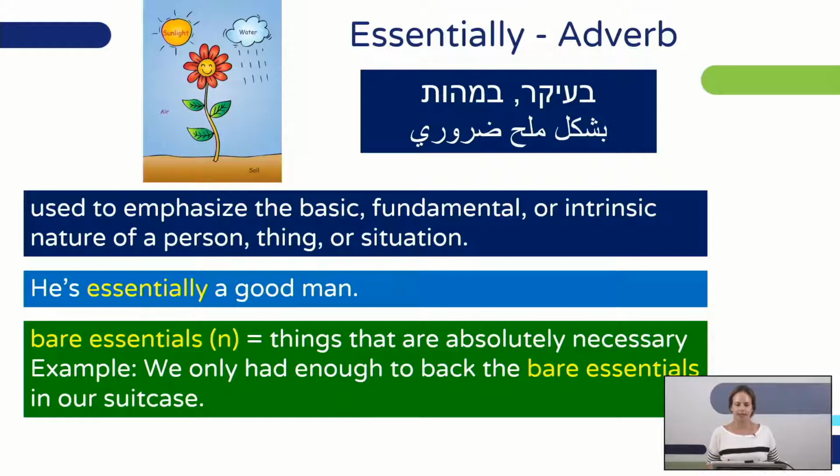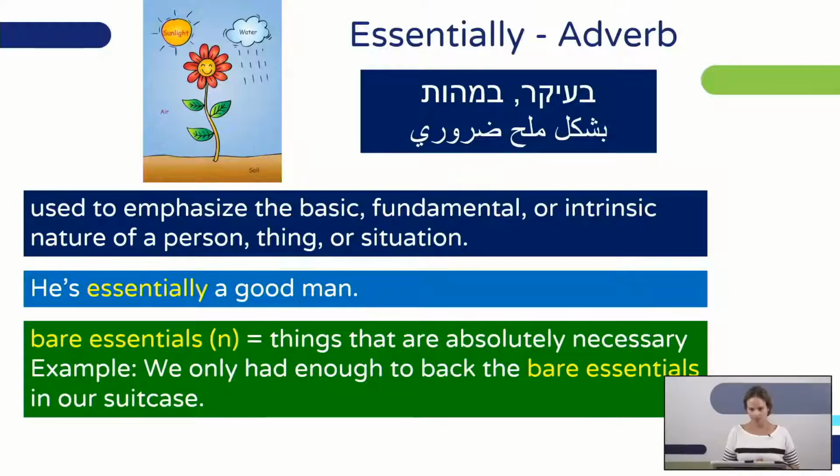Essentially is an adverb, okay? In Hebrew, it's be'ikar. So here I chose a picture of a flower. What are the things that are essential to the flower to live? So you need sunlight and water, okay? And also the soil. So essentially, the definition is used to emphasize the basic, fundamental, or intrinsic nature of a person, thing, or situation. An example would be, he's essentially a good man. So in other words, overall, he's a good person.